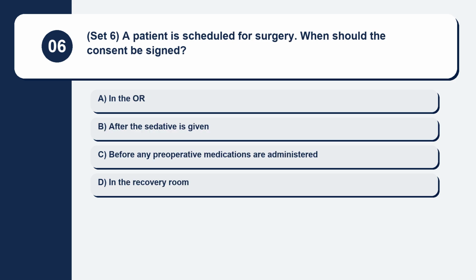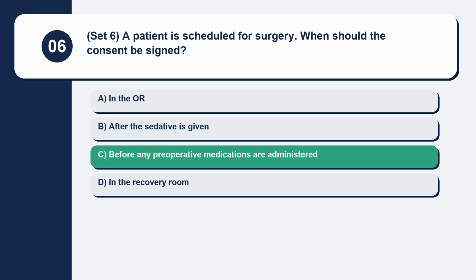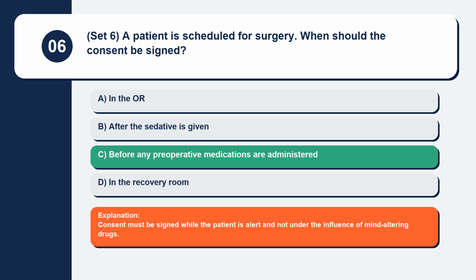Question 6. Set 6. A patient is scheduled for surgery. When should the consent be signed? In the OR, after the sedative is given, before any preoperative medications are administered, in the recovery room. Consent must be signed while the patient is alert and not under the influence of mind-altering drugs.